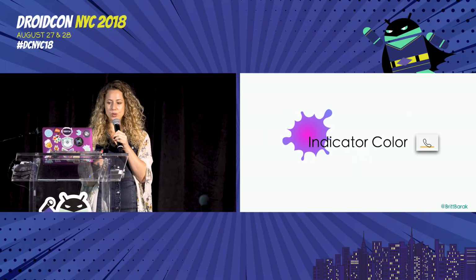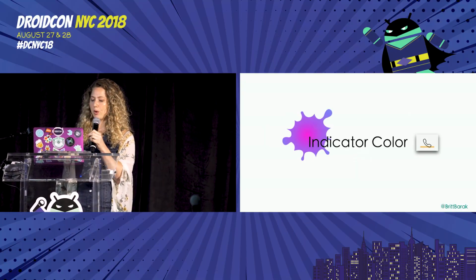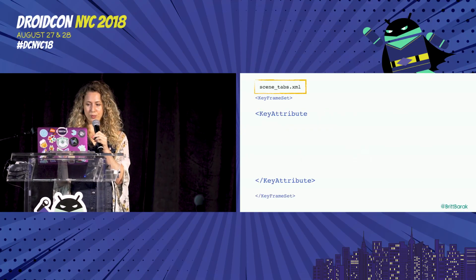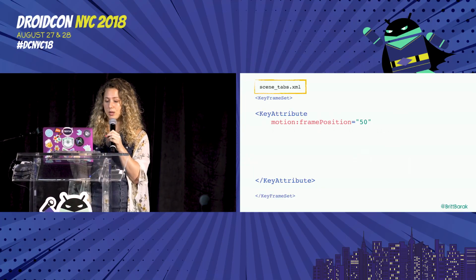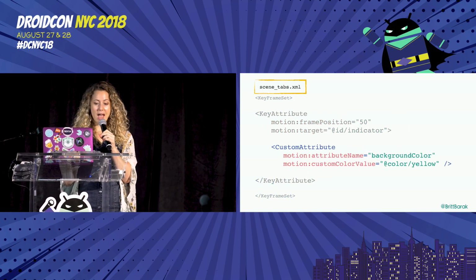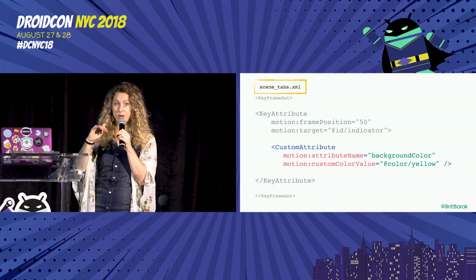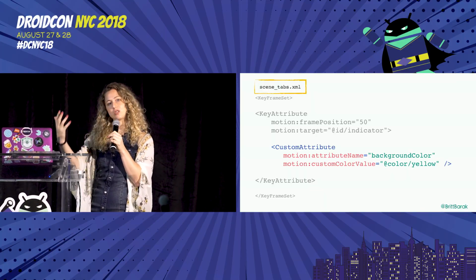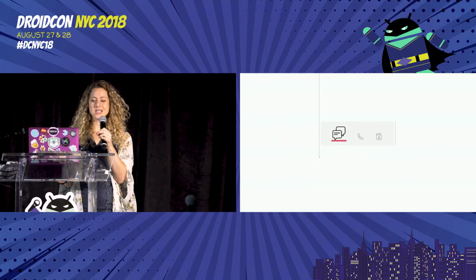Another thing we wanted to do was to animate the indicator color, because we want it to be yellow. How do we do that? We add another key attribute, once again at frame position 50, because we need it exactly in the middle. Once again, take the indicator, and then we add a custom attribute, like we did with the constraint, the same thing. So we just add a custom attribute, background color. Please change the background color to what we wanted, to yellow. This is pretty much it.